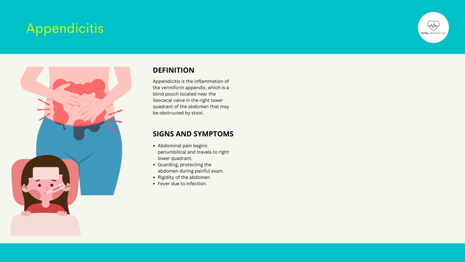Rigidity of the abdomen, such as the abdomen feeling more firm when palpating. Fever due to infection. Nausea, vomiting, loss of appetite. And lastly, right lower quadrant pain that improves with flexing the right hip. This suggests perforation has occurred.